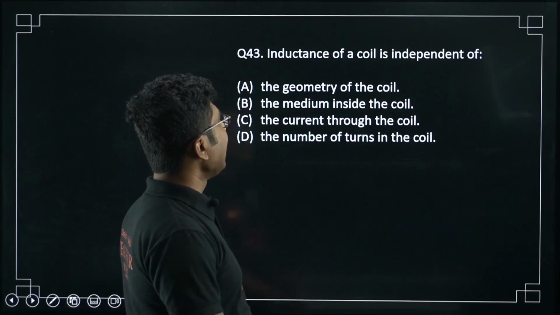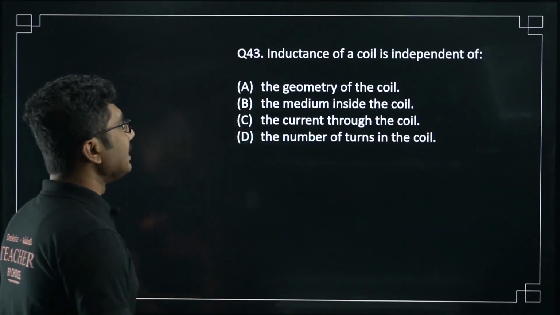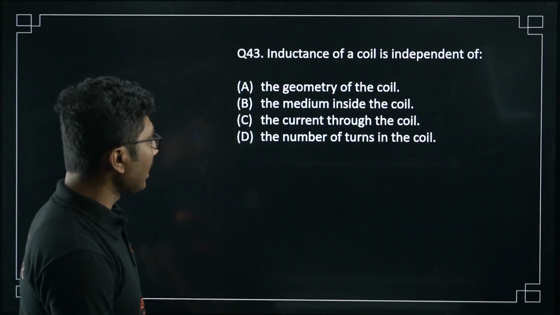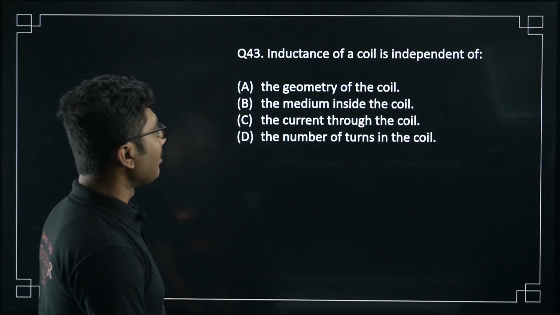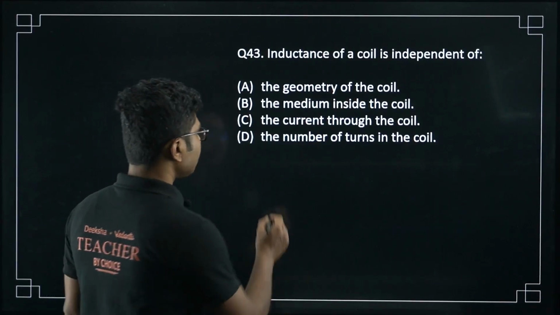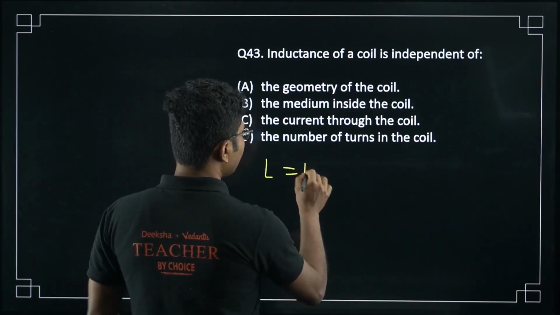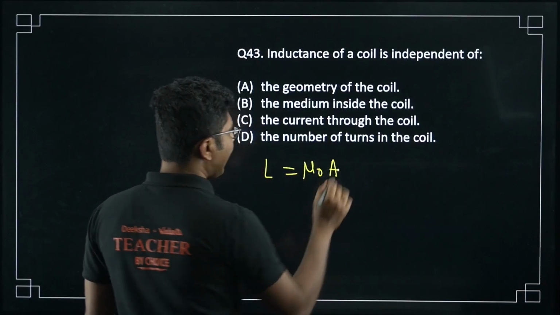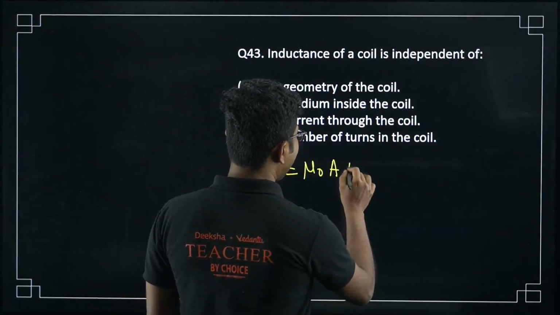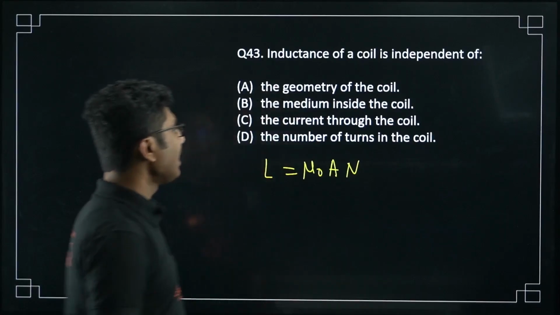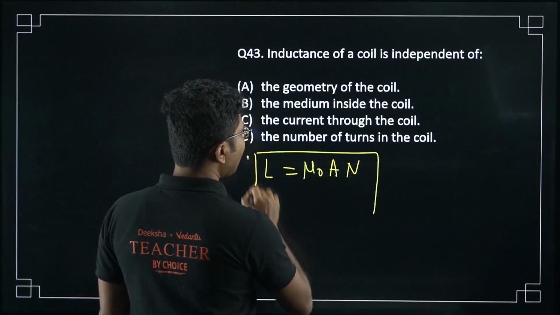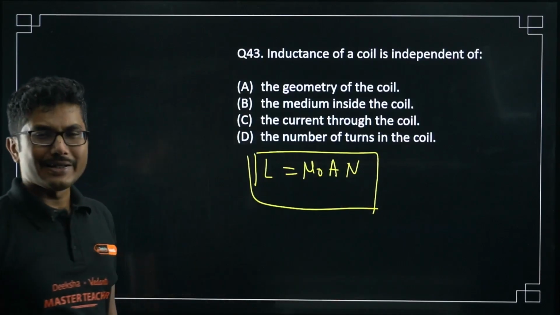Now 43: inductance of a coil is independent of geometry of the coil, medium inside the coil, current through the coil, or the number of turns in the coil. Inductance L is mu naught A N, and there are some other terms, but the inductance of the coil is independent of the current. There is no current involved in this case.